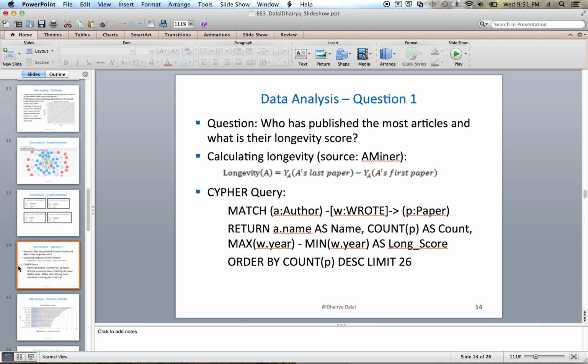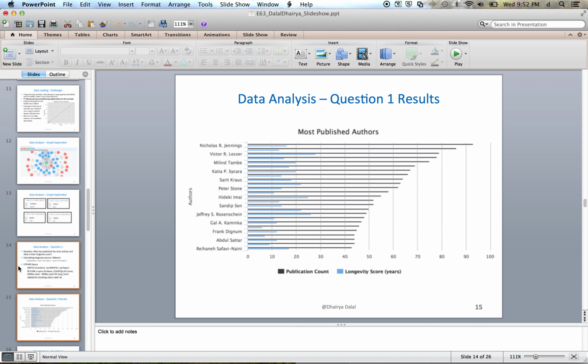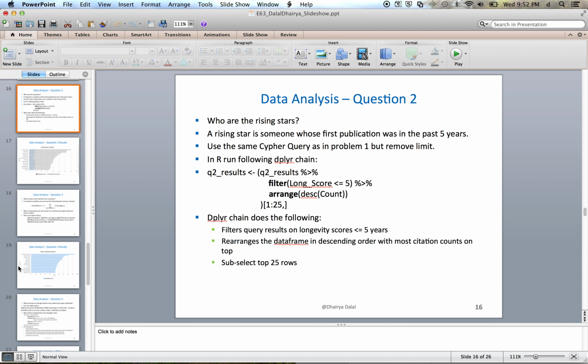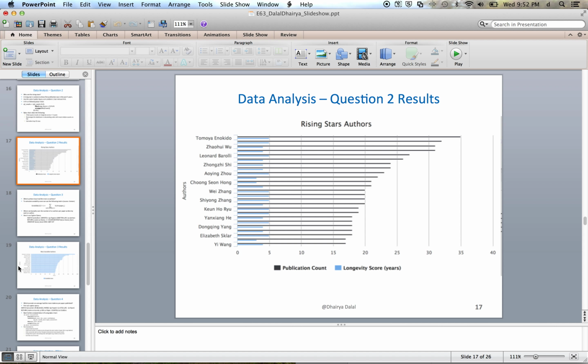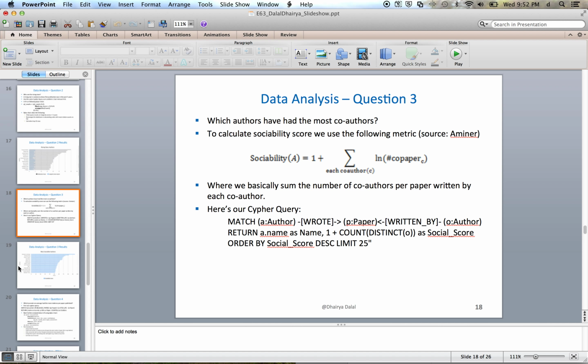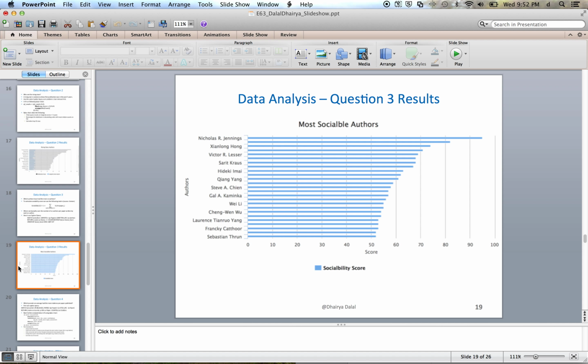So next, I took a look at answering some really interesting questions. I looked at who has published the most articles and what was the longevity score. I took a look at who are the rising stars and some other things. I analyzed the data in R, and then I published my results using R charts.